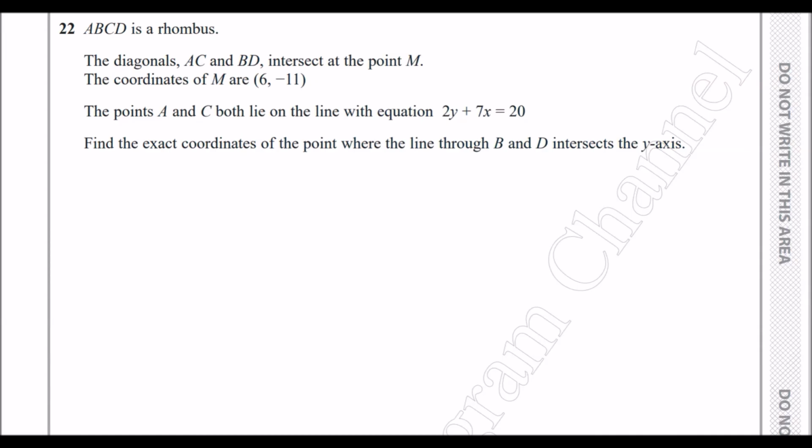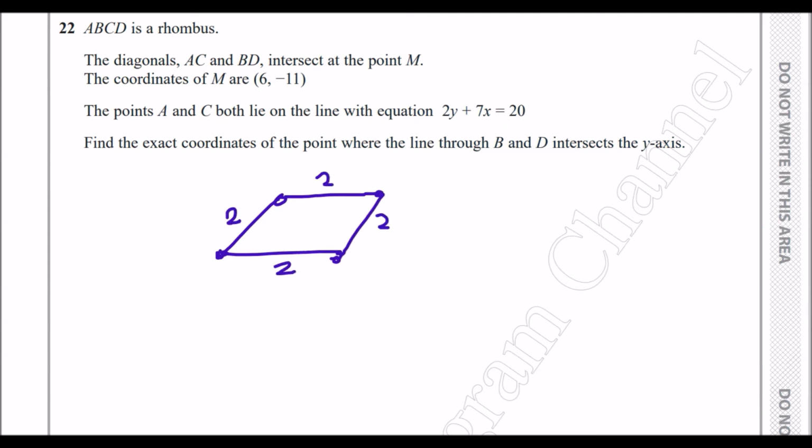Now, ABCD is a rhombus. A rhombus, by the way, is just a parallelogram where every side is the same length. So if this side was 2, they'd all be 2, just for the sake of it, yeah? Now, the diagonals AC and BD intersect at point M.